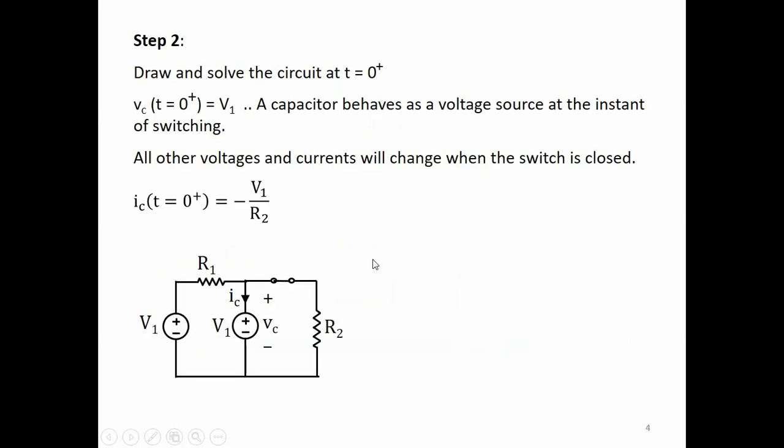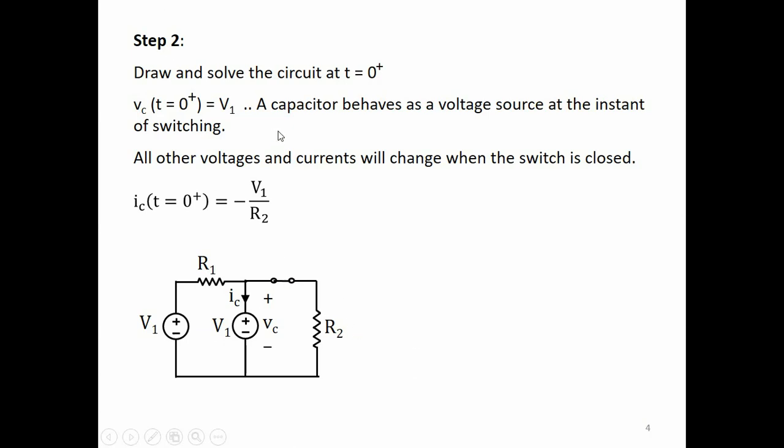Then step 2 is we draw and solve the circuit at t equal to 0 plus. 0 plus is the moment when the switch is closed. So just when the switch is closed, what happens? What are the voltages and currents just after the switch is closed? So that is step 2. So this is the circuit drawn.